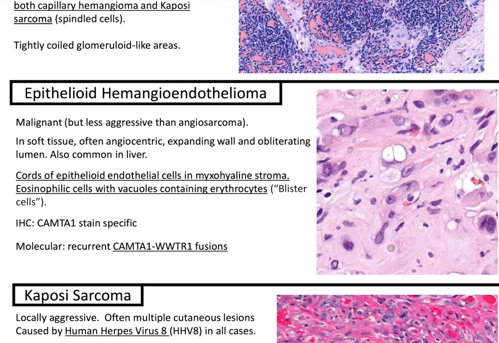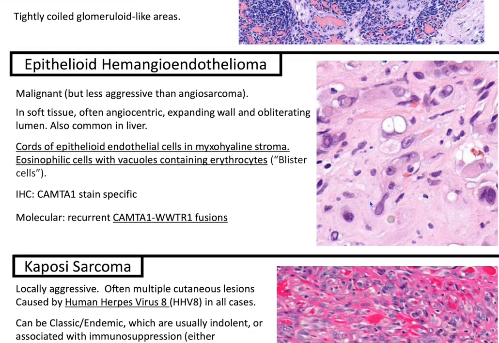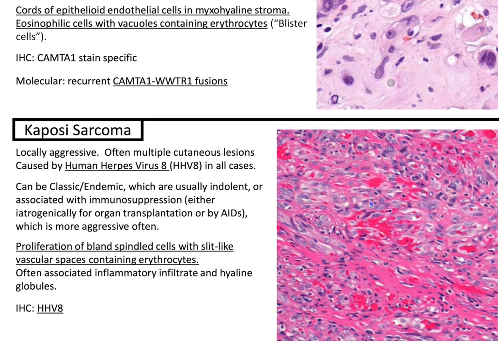Epithelioid hemangioendothelioma, look for your blister cells. CAMTA1 is specific, and CAMTA1-WWTR1 molecular fusion. Kaposi sarcoma caused by HHV8.